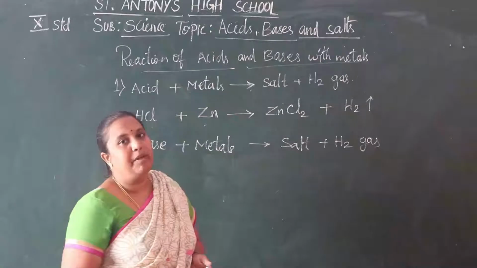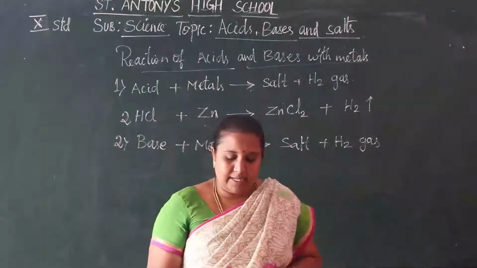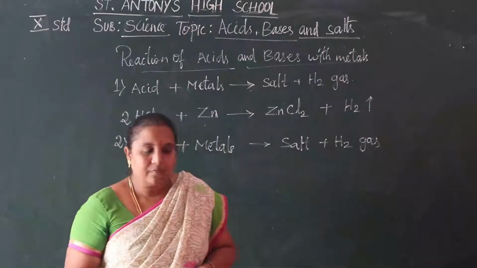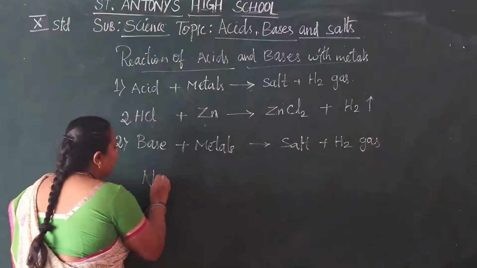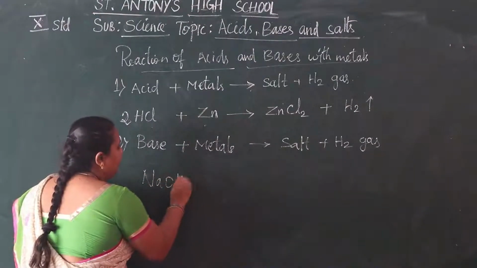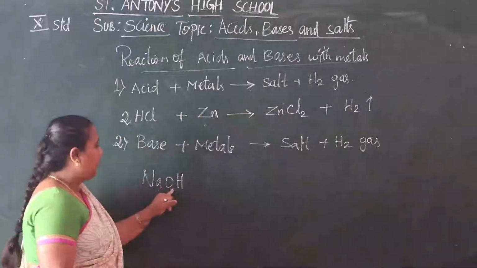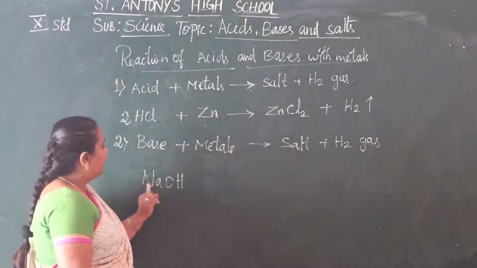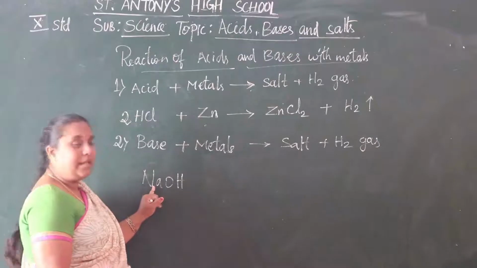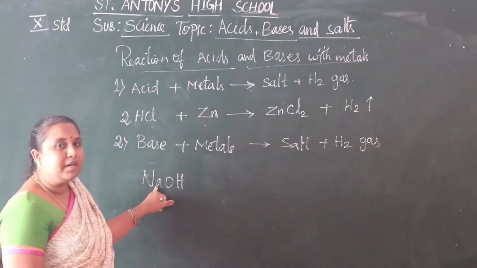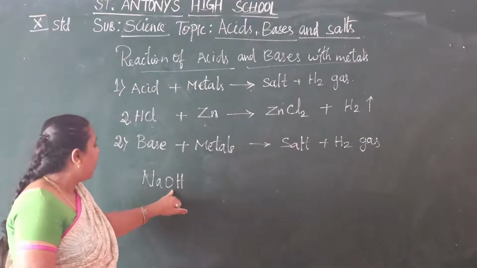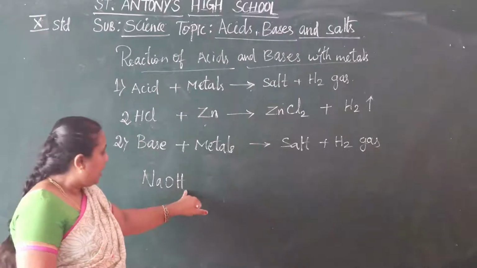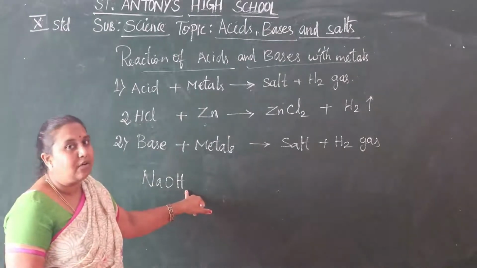For example, what is the base we can take? That is sodium hydroxide, NaOH. See, NaOH: the N must be capital, the O for oxygen is capital, and the H for hydrogen is also capital. The first letter of the symbol Na for sodium is capital and the other letter is small.